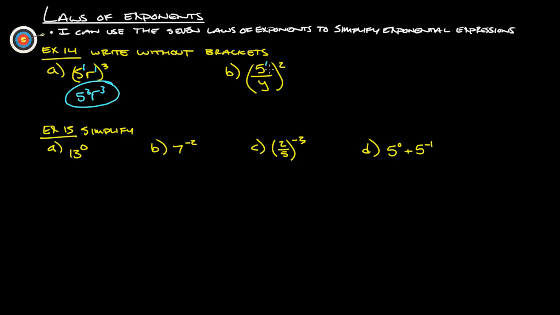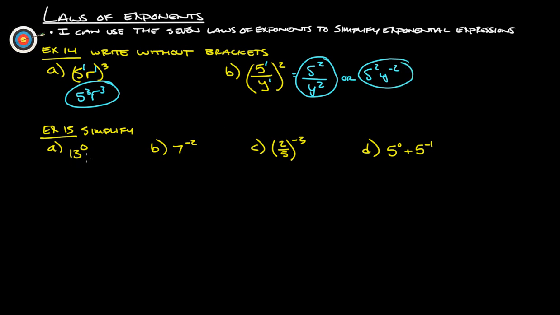Okay? Same thing here. That's a 1, that's a 1. That is going to be 5. 1 times 2 is 2, and 1 times 2 is 2, y squared. 5 squared over y squared. Or, again, depending on how they ask, you could write it as 5 squared y to the negative second. Either one of those is fine.